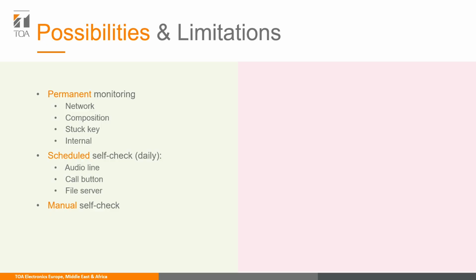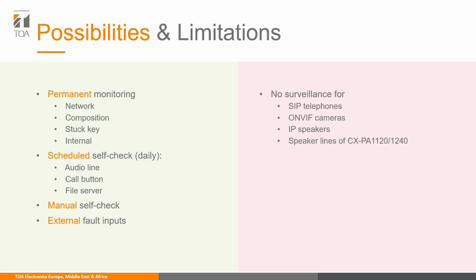Furthermore, since it's possible to integrate other systems into CX-1000, it's possible to forward fault information from another system to CX-1000 via external fault inputs. On the other hand, the surveillance is not possible for SIP telephones, for ONVIF cameras and IP speakers, because those devices are integrated via open protocols that do not allow system surveillance. Also important to know is that there is no speaker line surveillance for the power amplifiers. The checking of the amplifier itself is the only check that is exclusive to the manual self-check.